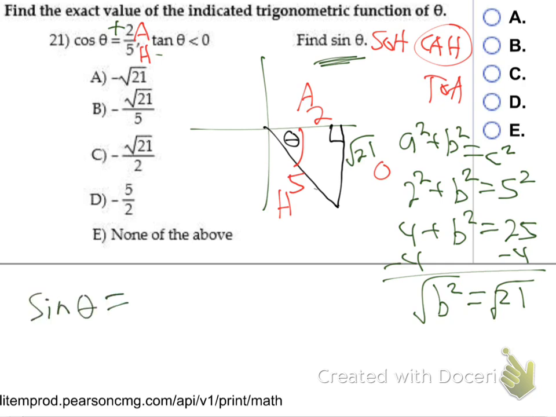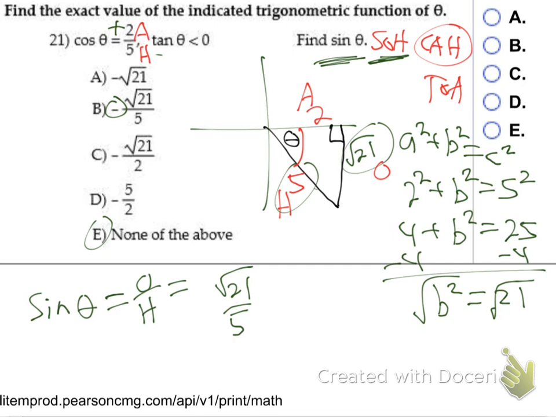Now, I really should be more careful with the pluses and the minuses. I'm just ignoring it, and I'll fix it at the end, but I'll show both ways. Sine of theta, sine is opposite over hypotenuse. So that's going to be root 21 over 5. Root 21 over 5. And then, they got negative. So it must be none of the above. No, I'm messing up, huh?